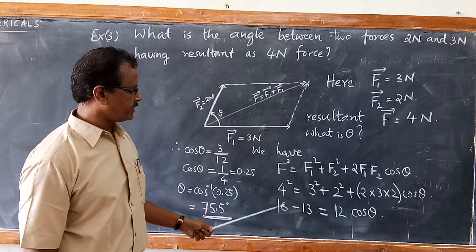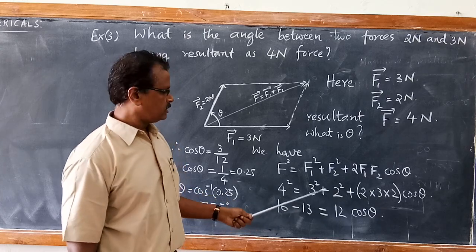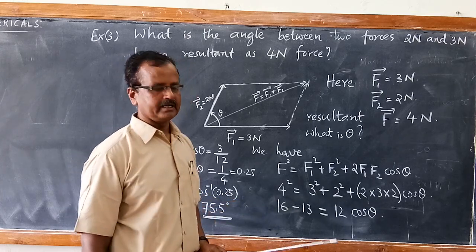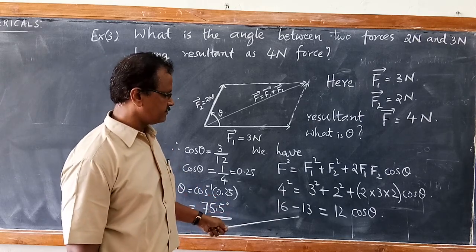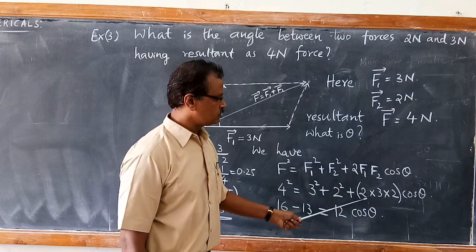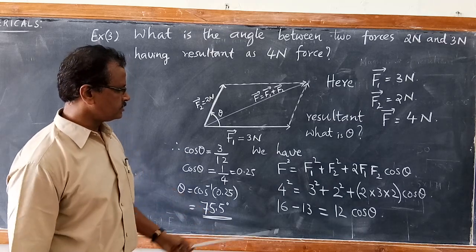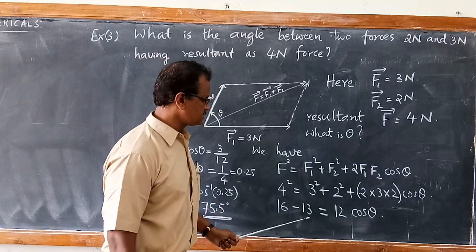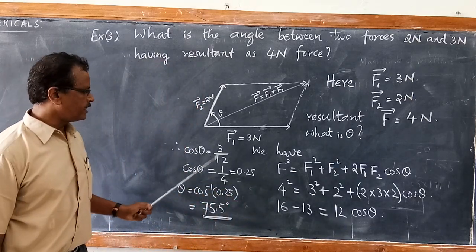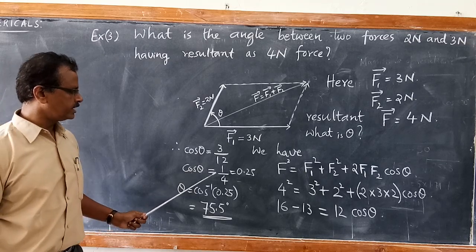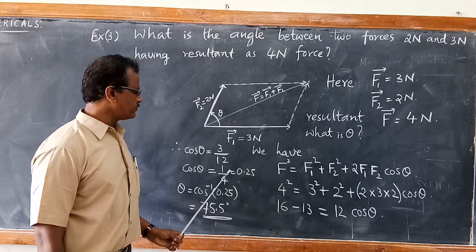So 4 square becomes 16, 3 square becomes 9, 2 square becomes 4. So 9 plus 4 becomes 13. I am taking this 13 to the left hand side. So 16 minus 13 becomes 3. You are left here with 2 threes are 6, 6 twos are 12, 12 cos theta. So this is the simplification. Next, cos theta becomes equal to 3 by 12. Thus it becomes 1 by 4, which is 0.25.